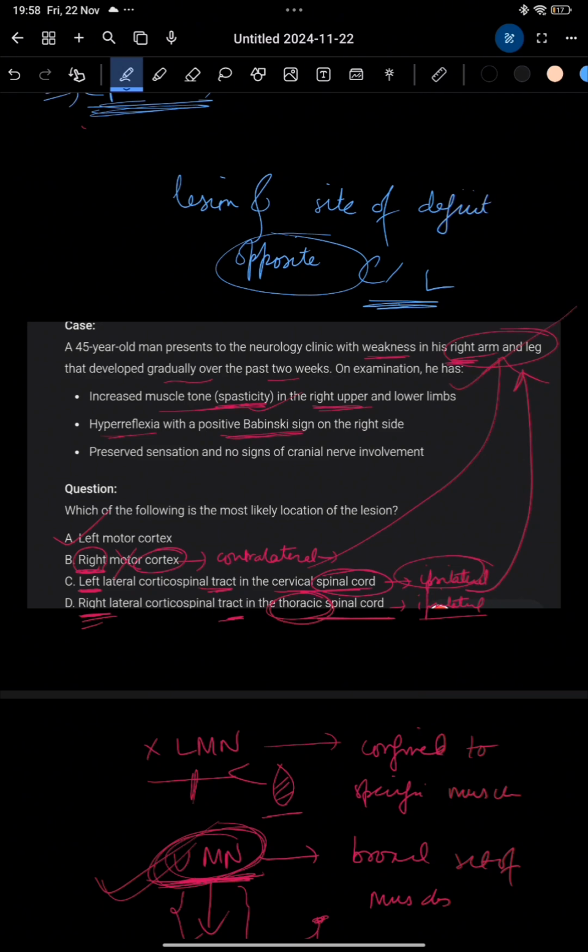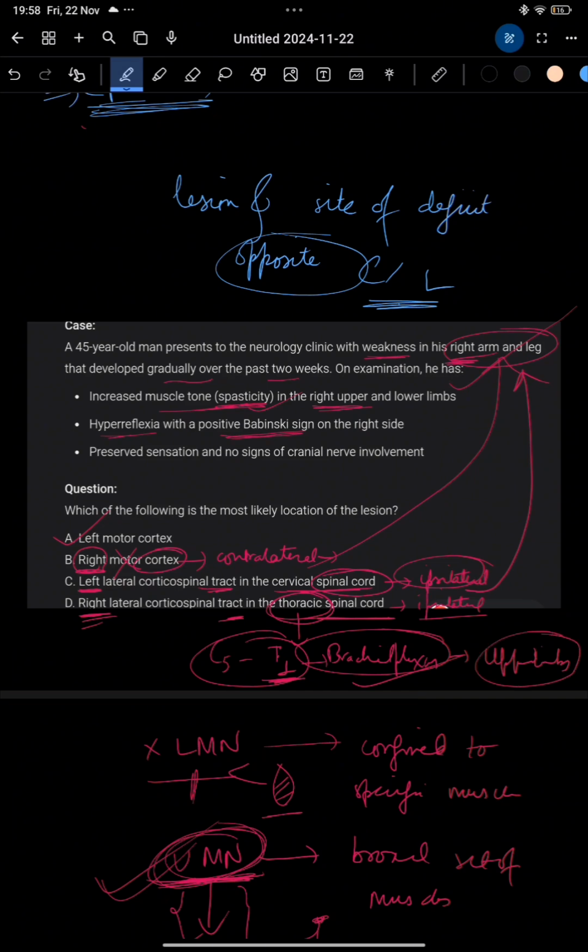But since it involves the thoracic spinal cord, it is just below C5 to T1, which involves the brachial plexus, and the brachial plexus supplies the upper limbs. If the lesion is below T1, then the brachial plexus is spared, and if it is spared, upper limbs are not involved. But according to the question, upper limbs are also involved along with the legs. So this is not possible, because if there is a lesion in the thoracic spinal cord, the deficit is below the level of lesion and in the right side, and is limited to the legs, while the upper limbs are spared. So option D is also ruled out, and the answer is A.